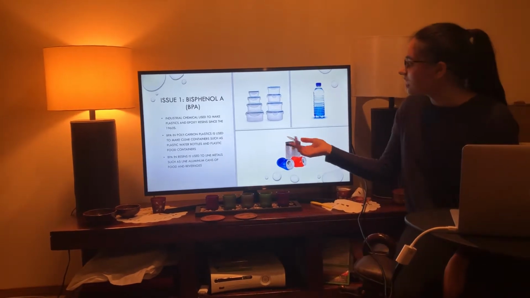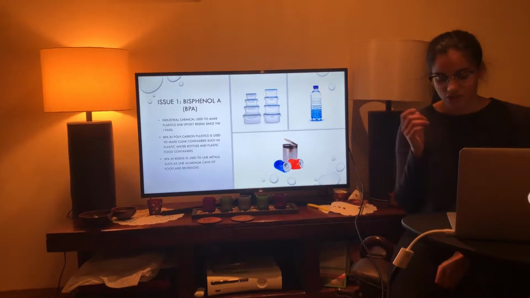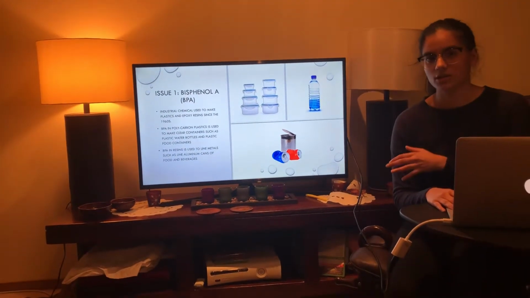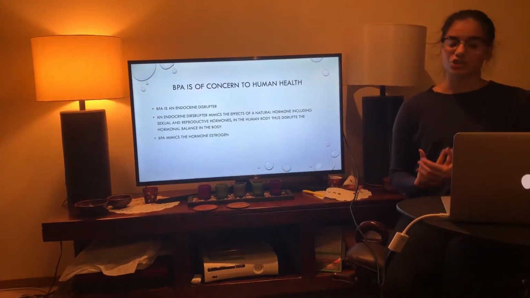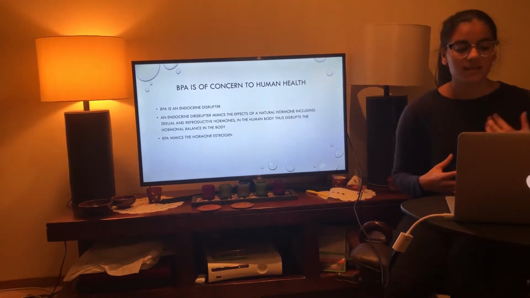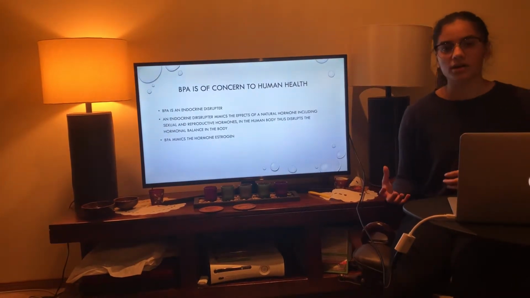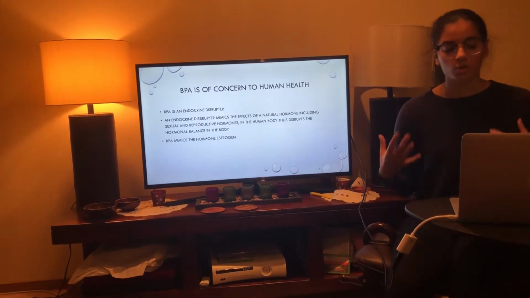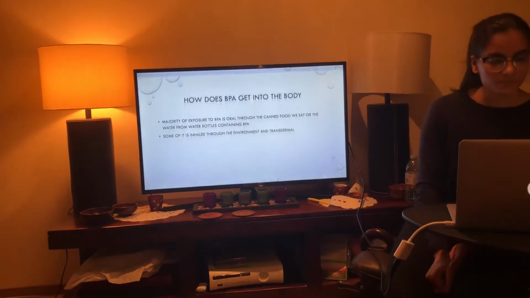Whereas BPA in resins is actually used to line metal cans or aluminum beverage cans. The reason they do this is so the food isn't in direct contact with the metal. But BPA is of a lot of concern to human health. It is an endocrine disruptor, which mimics the effect of a natural hormone occurring in the human body, such that the effect of that hormone is amplified, causing hormonal imbalance. BPA specifically mimics the hormone estrogen.